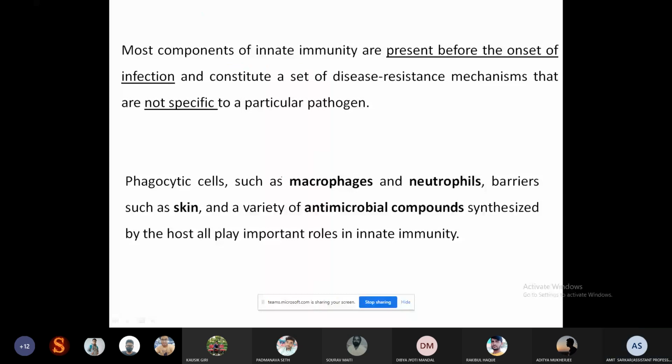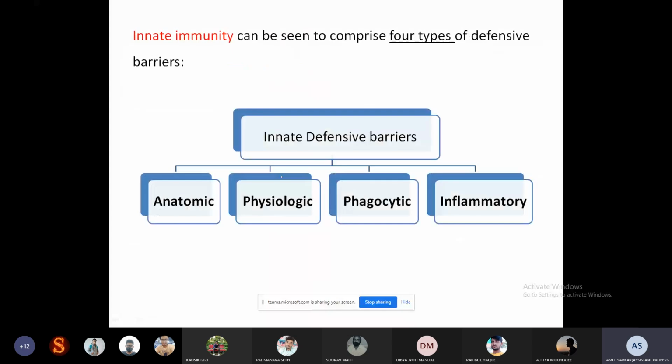Okay. Innate immunity can be broadly classified into 4 types of defensive barrier. The names are kind of easy, you'll be able to remember them: anatomic, physiologic, phagocytic, and inflammatory. We will try to analyze one after another with some examples.